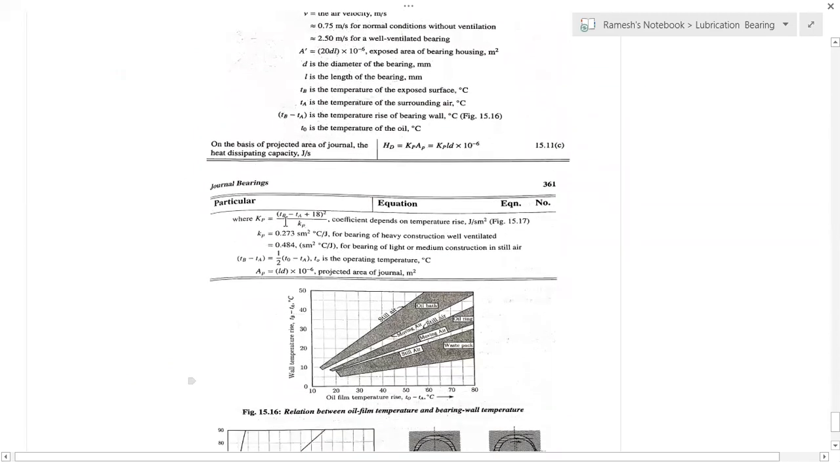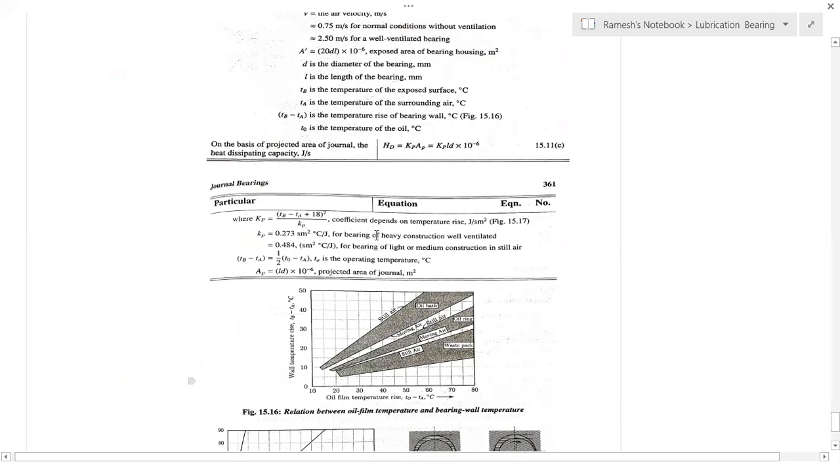Kp is equal to Tb minus Ta. Tb is nothing but the operating temperature, and Ta is the ambient temperature. In this, whether the bearing is subjected to heavy construction or light or medium construction is not mentioned. Better we assume the bearing is subjected to light or medium construction. Therefore, the Kp value will be 0.484.